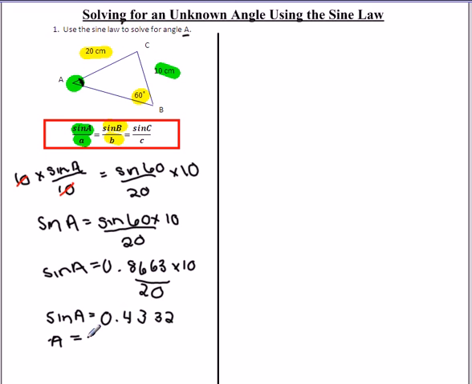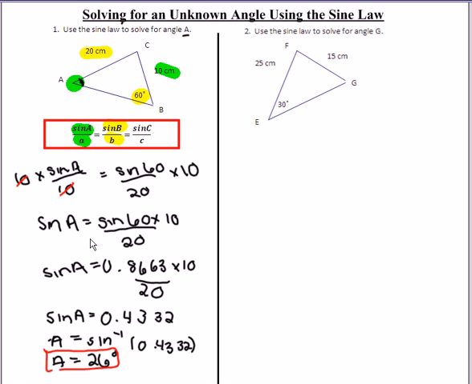So what we get is that A equals sine inverse, that's our sine inverse, of 0.4332. So when we put this into our calculator, we get that A is equal to 26 degrees. And when we have an angle, what we do is we round it to the nearest whole angle. So we keep this as A equals 26 degrees. And what we'll do for this question is put it in a red box to outline that this is our answer.